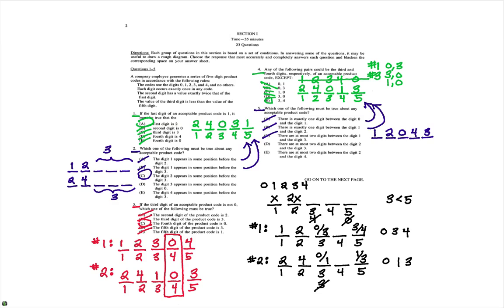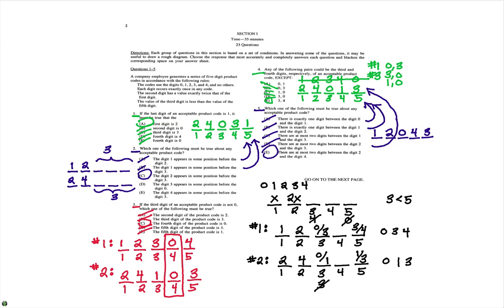D, there are at most 2 digits between the 2 and the 3. Again, going back to our previous hypothetical from question 4, we notice 3 digits between the 2 and the 3, which shows that D does not have to be true, which brings us, by process of elimination, to E, which is obviously the correct answer here.